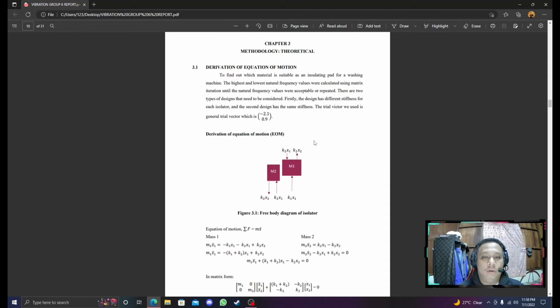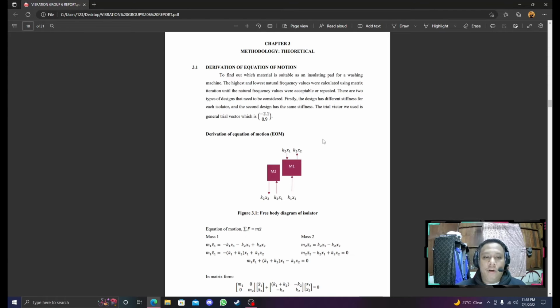I will explain about chapter 3, Methodology Theoretical. Derivation of equation of motion. To find out which material is suitable as an insulating pad for a washing machine, the highest and lowest natural frequency values were calculated using matrix iteration until the natural frequency values were acceptable or repeated.